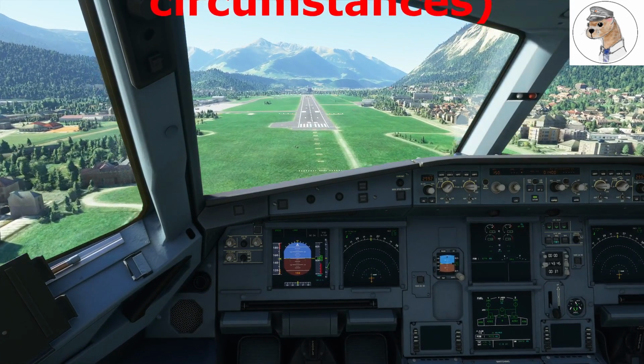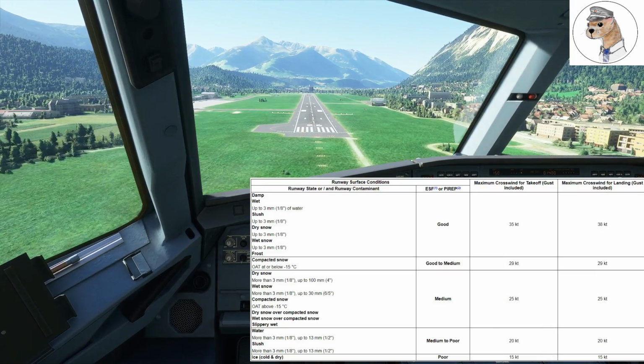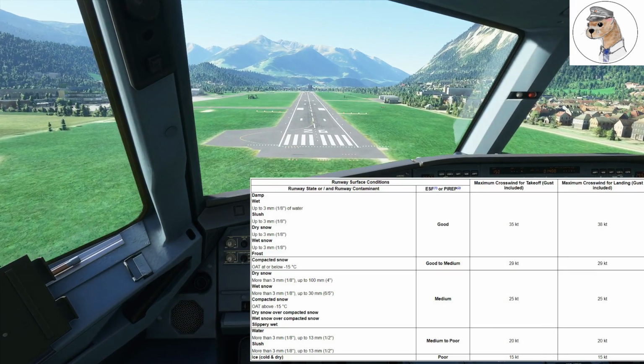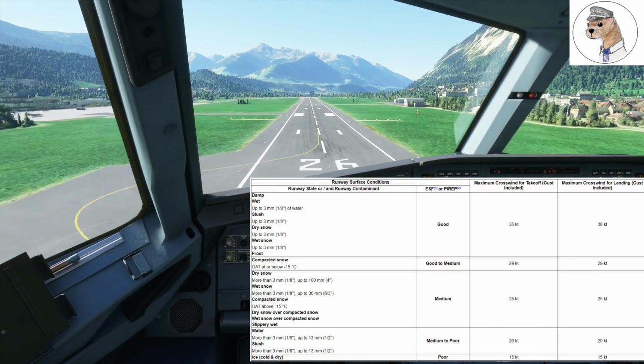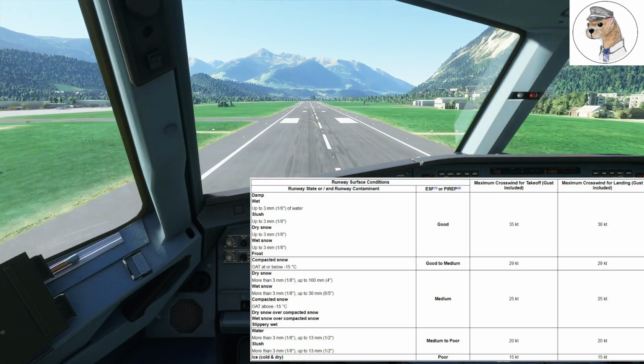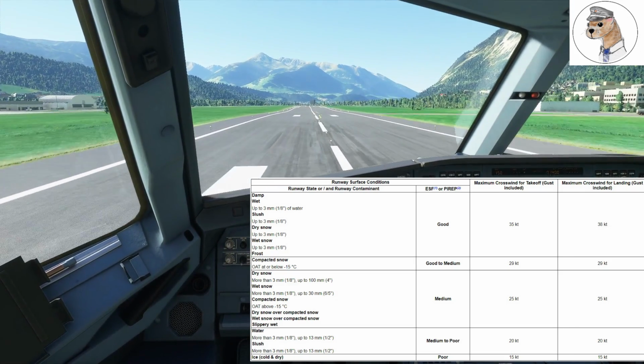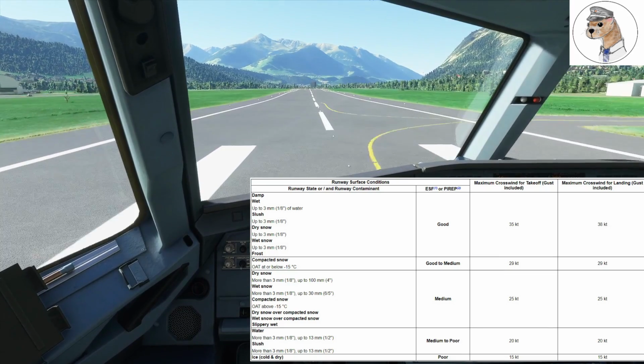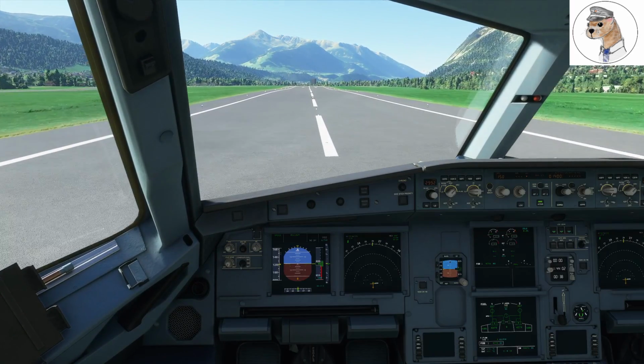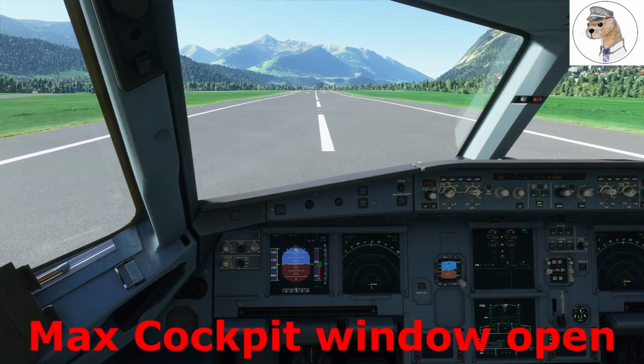There's a table at this point that shows the crosswind limits for landing on contaminated runways, because that can change when you're doing landing performance. It's always worth taking into account the tailwind, the crosswind limits, as well as the landing distance, and obviously the approach speed can change as well.